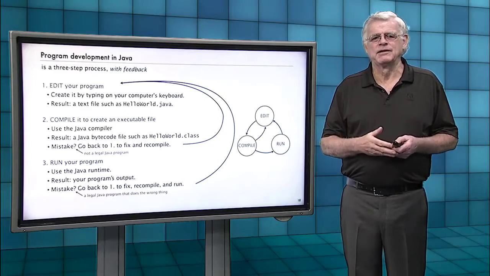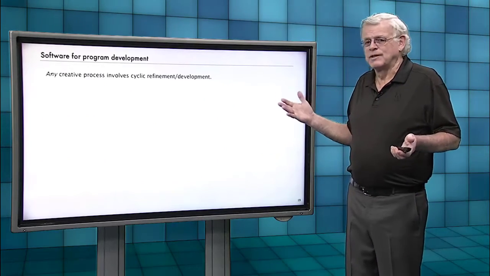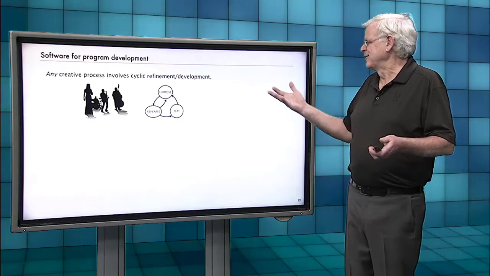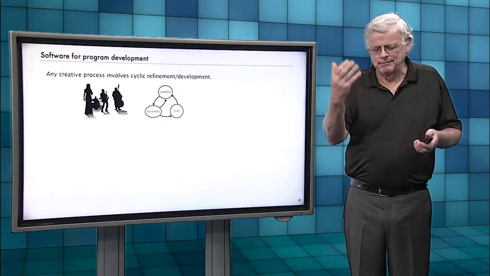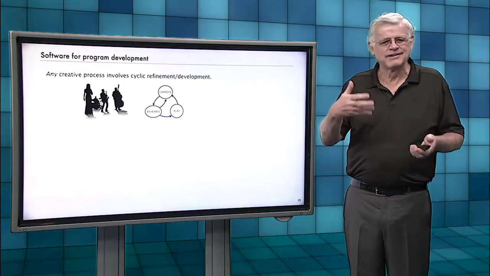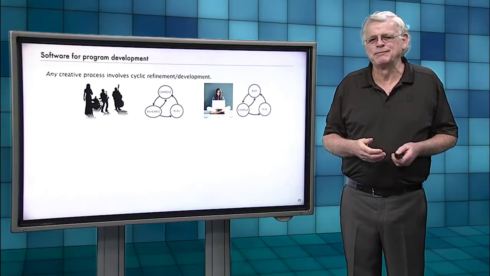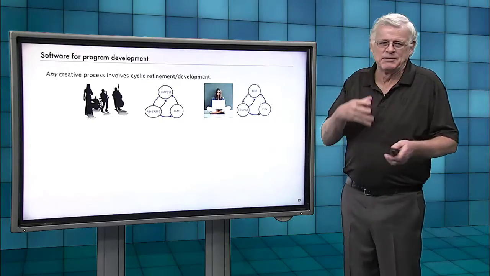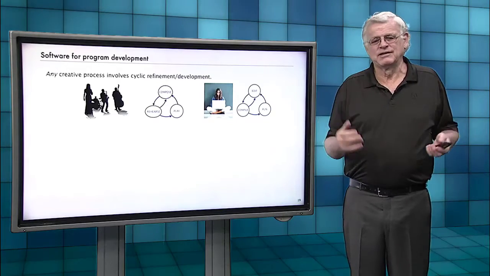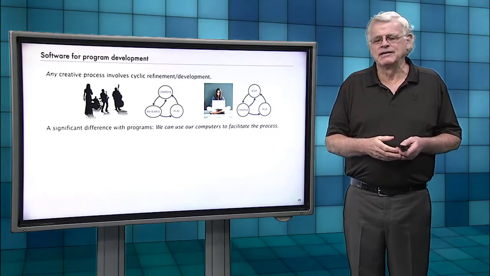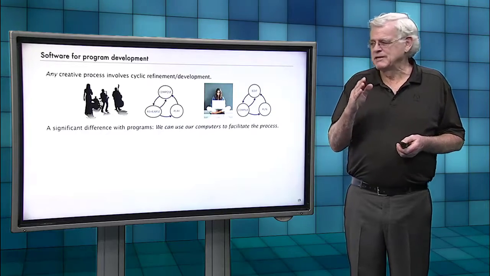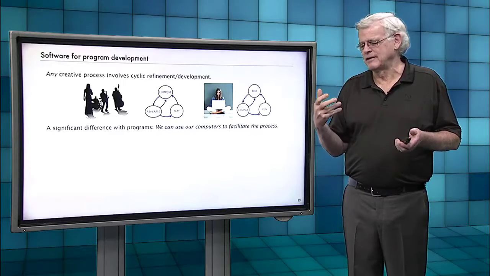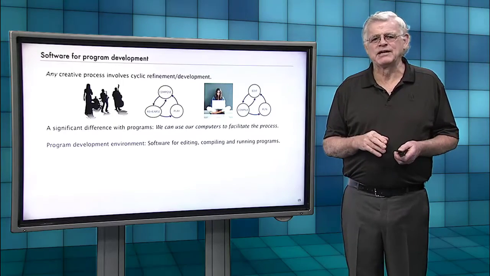That's program development. Now this isn't so unusual. Any creative process has this kind of refinement and development. So this is like music. There's compose it and rehearse it and play it, and you have the same type of feedback. Any kind of creative process is going to have this same thing. And maybe there's a few more steps, but it's the same basic idea. But with programming, there's a big difference because we can use the computer to help get this done. The computer can help us find mistakes.